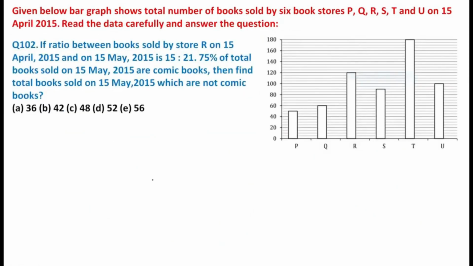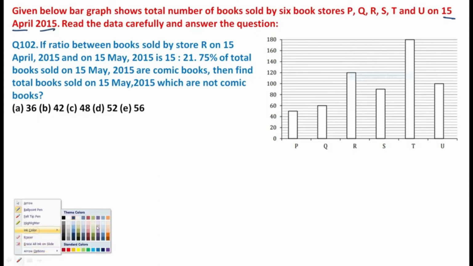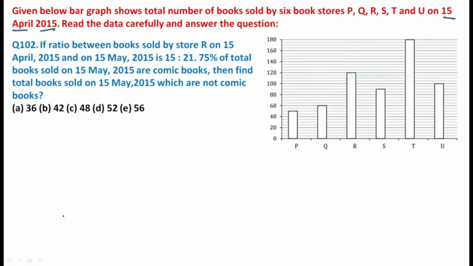Now we have a data interpretation. So what is the data? The given bar graph shows the total number of books sold by bookstores P, Q, R, S, T, U on 15th April 2015. Read the information carefully and answer the question. Here the x-axis represents the quantities and the other axis represents the stores P, Q, R, S, T, U.